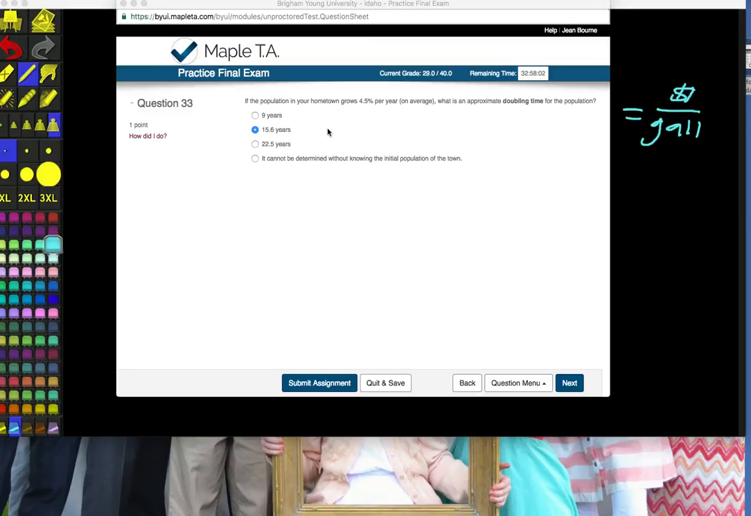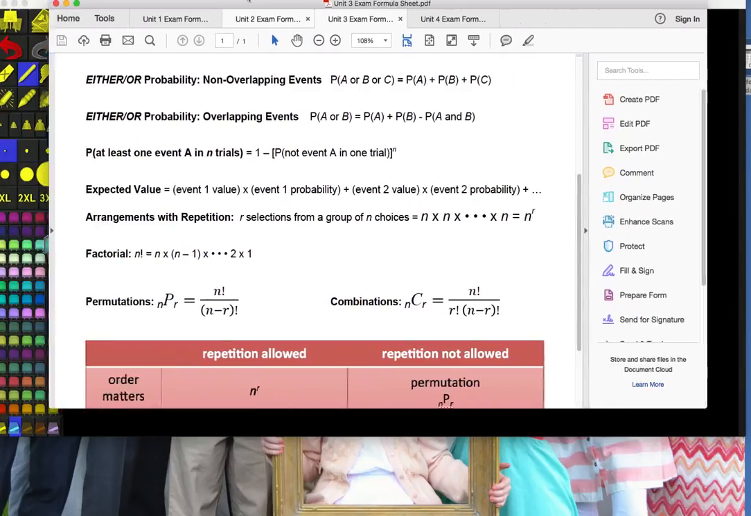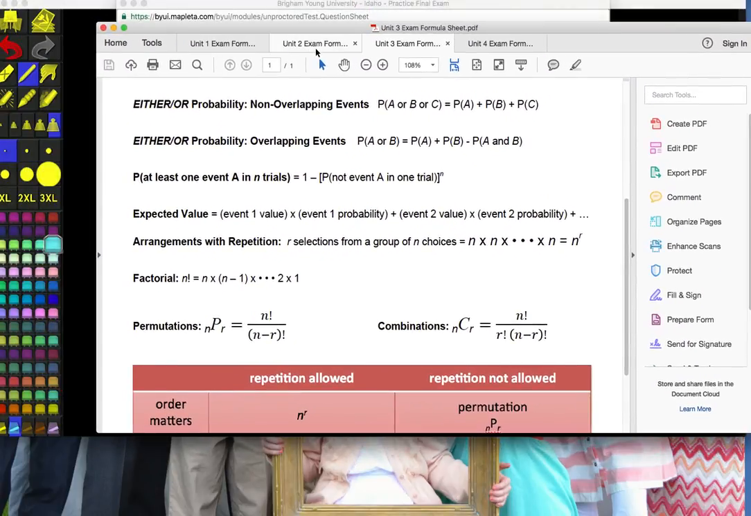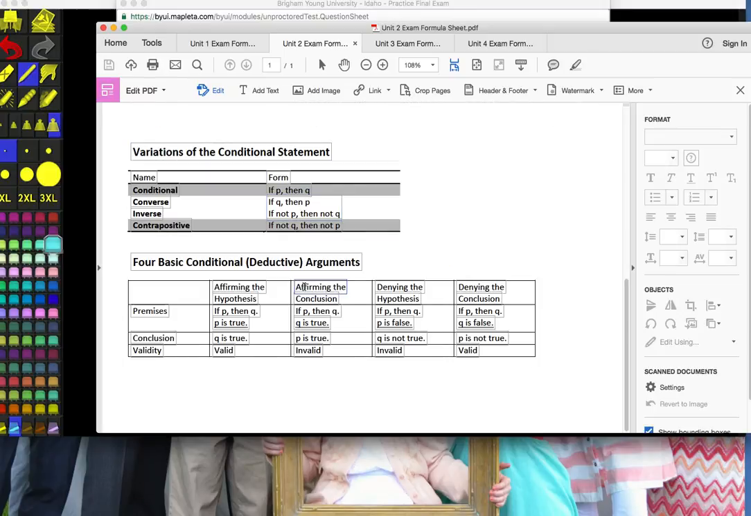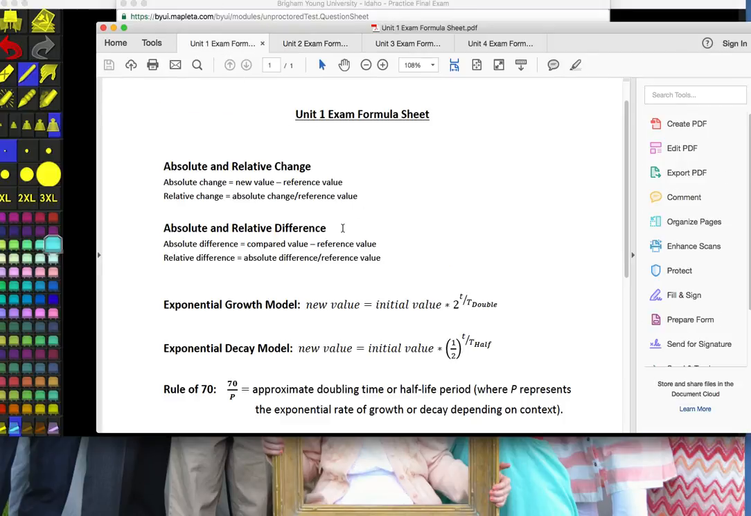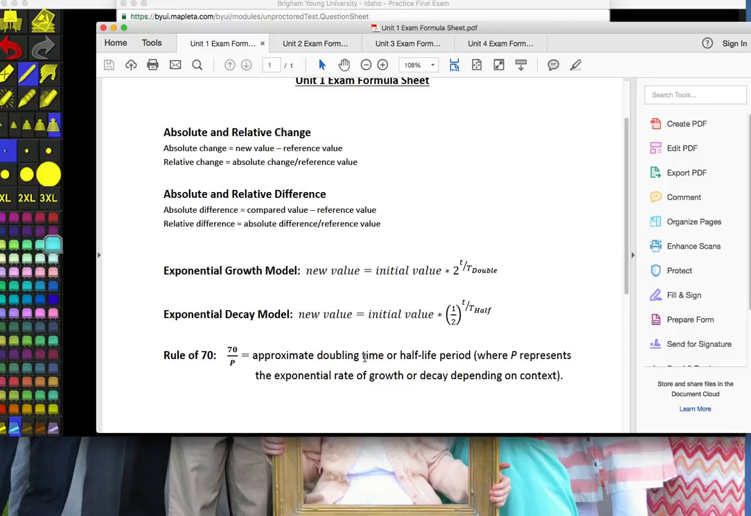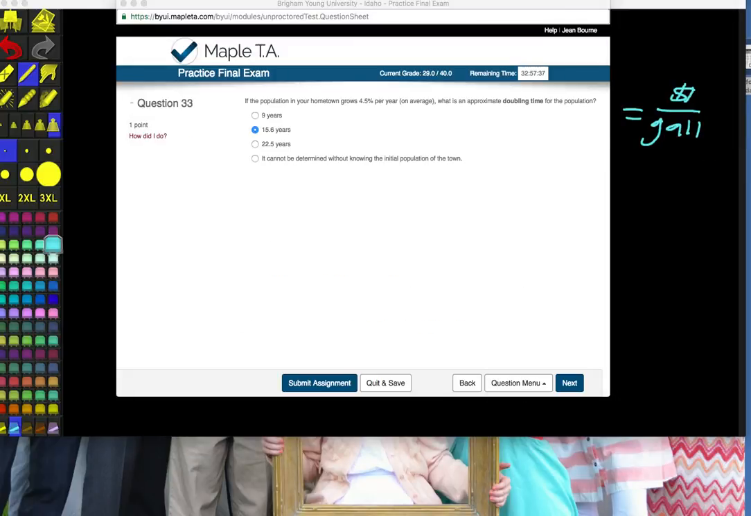This one, the population in your hometown grows 4.5% on average. What is an approximate doubling time for the population? Okay, doubling time, where did that one go? It's on the very first thing. Oh, there it is, rule of 70, approximate doubling time, where P represents the rate. So P represents your percent. So it's just 70 divided by 4.5, right? So that's super easy.